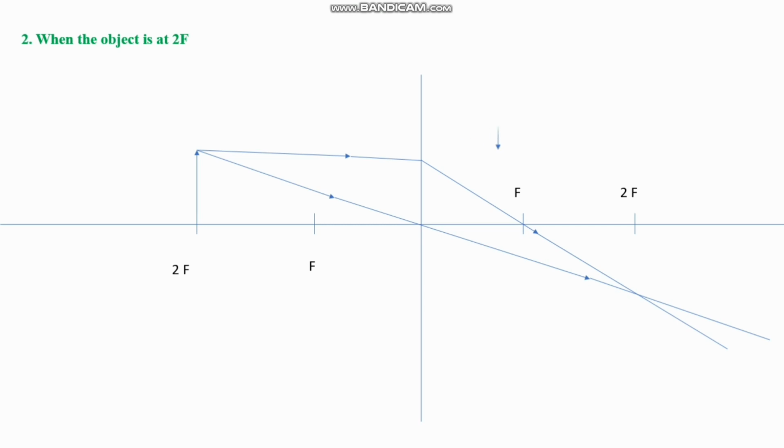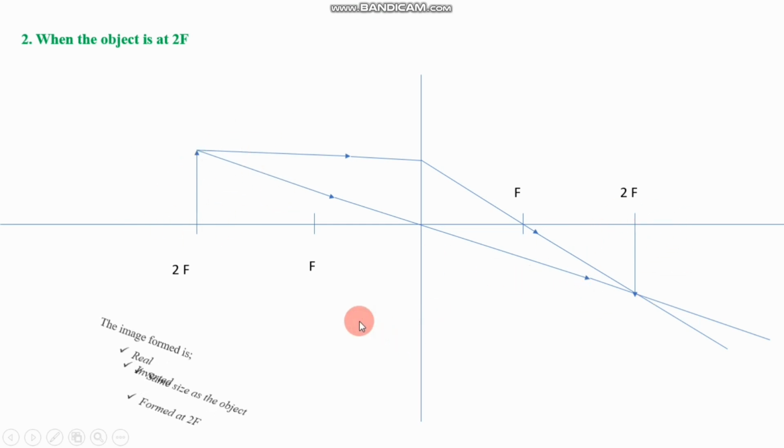So we are going to draw that image. Our image is real, so you can see that is the image. As you can see, the image is located exactly at 2F, and if you look at the sizes of these images, they have the same size.